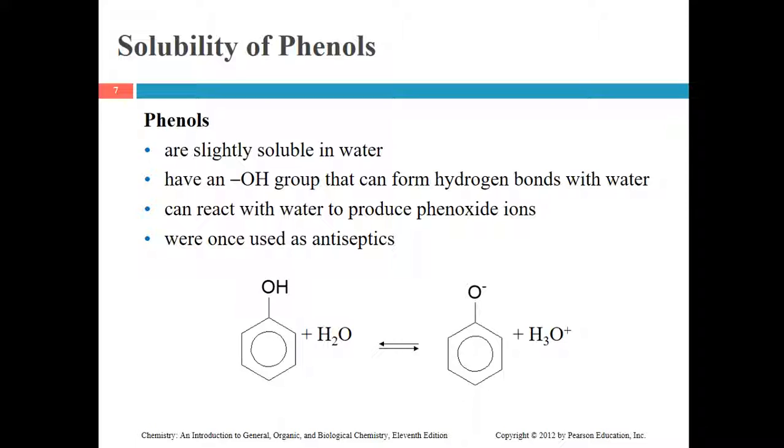Now, phenols. They're slightly soluble in water. Notice the word slightly. They have an OH group that can form hydrogen bonds with water. And you'll notice they can even react with water. If you look at this reaction here, they can react with water to produce phenoxide ions. And we learned in an earlier section that they were once used as antiseptics.